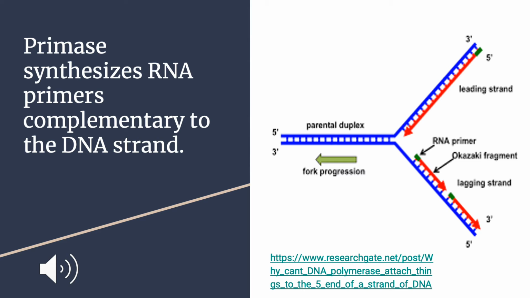RNA primase synthesizes an RNA primer that is about 5 to 10 nucleotides long and complementary to the DNA. DNA polymerase III uses this primer to synthesize the daughter DNA strand. On the leading strand, DNA is synthesized continuously, whereas on the lagging strand, DNA is synthesized in short stretches called Okazaki fragments. DNA polymerase I replaces the RNA primer with the DNA.